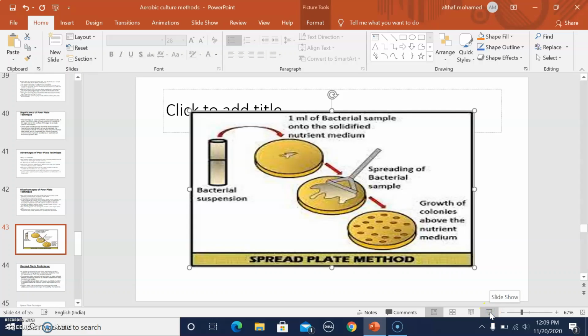Good afternoon. Today we are going to discuss the spread plate technique. Yesterday and the day before yesterday we discussed the streak plate method and then the pour plate method. Today, the spread plate method.